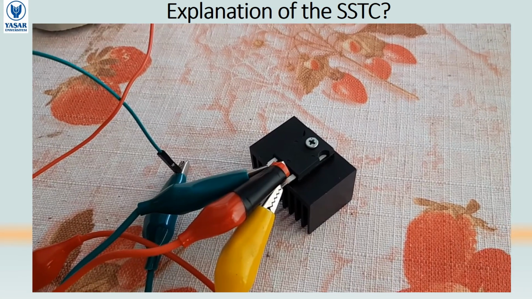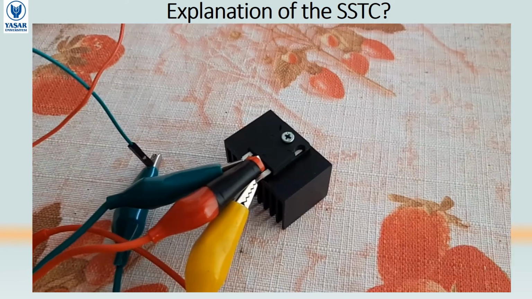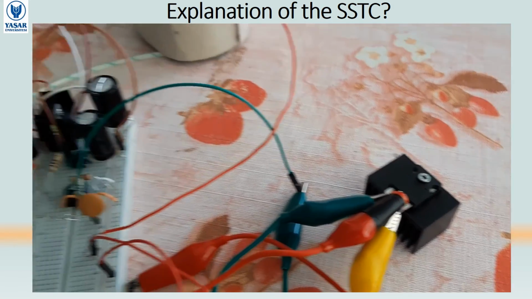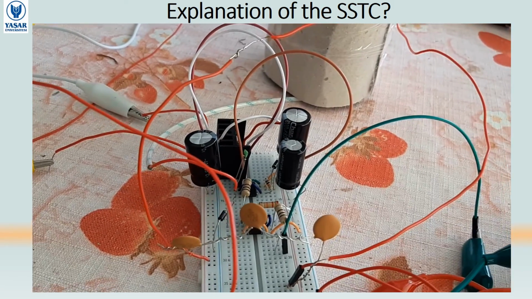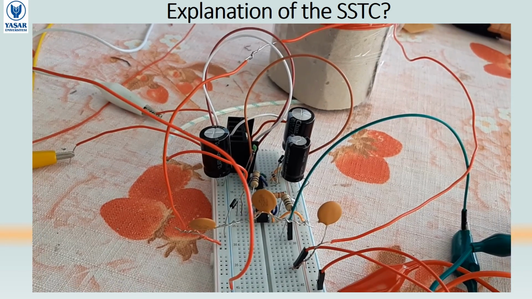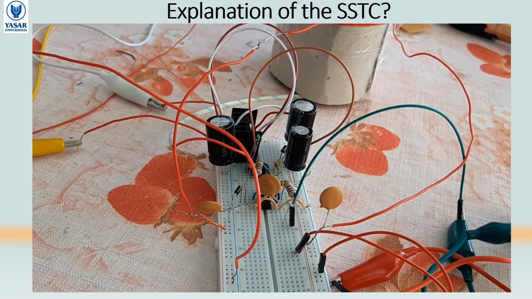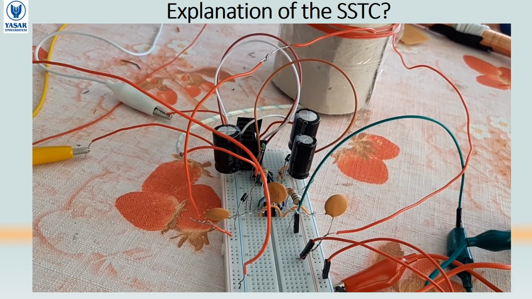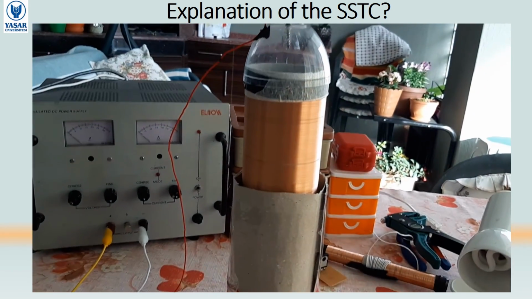Our MOSFET has a cooler because when you give power, it produces a lot of heat and you need to cool it. After that, as you can see, we have really big capacitors to store the power, and also in between the primary coil terminals we have really small capacitors. And that's all for the circuit.